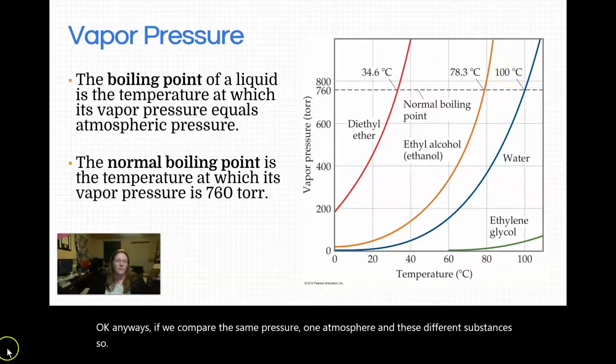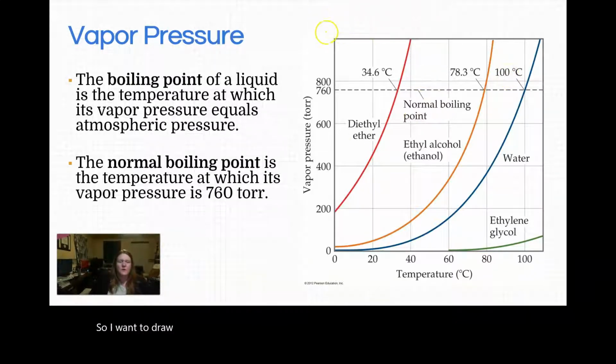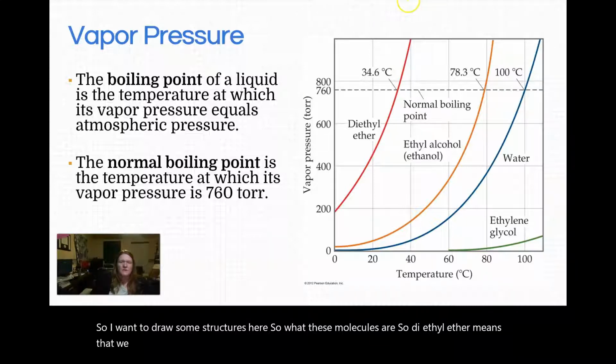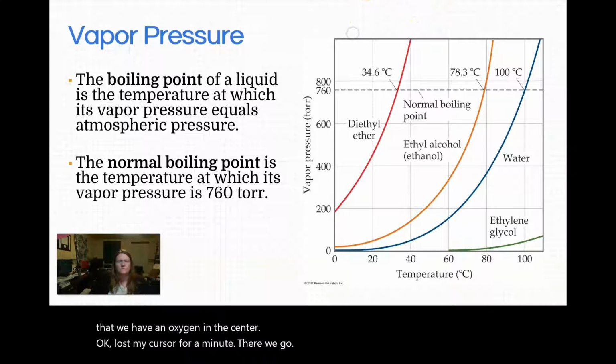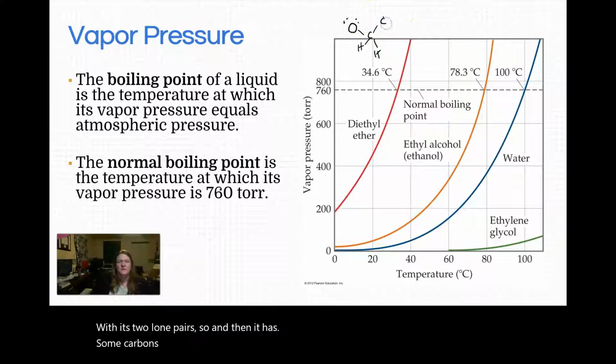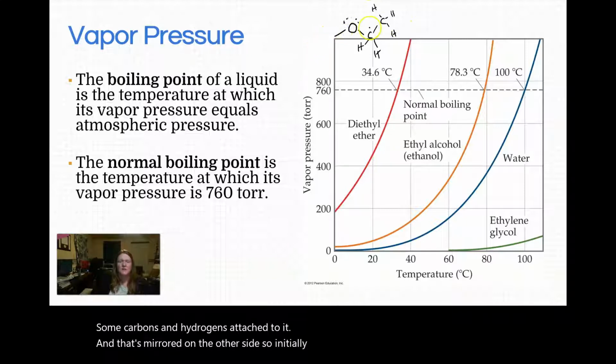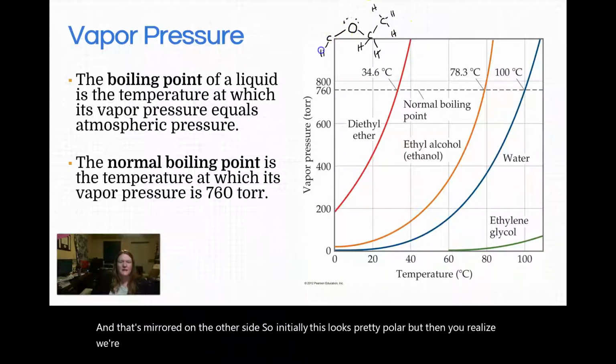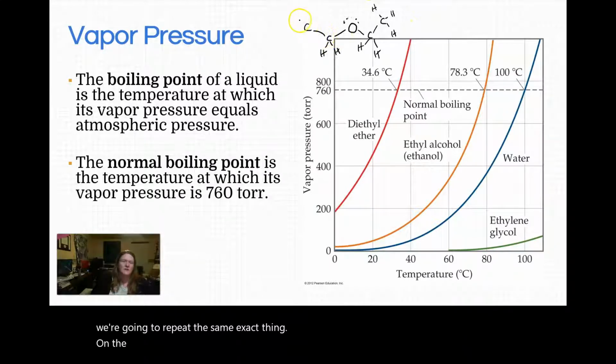So I'm going to draw some structures here so you know what these molecules are. So diethyl ether means that we have an oxygen in the center. Okay, lost my cursor for a minute. There we go. With its 2 lone pairs like so, and then it has some carbons and hydrogens attached to it. And that's mirrored on the other side. So initially this looks pretty polar, but then you realize, oh, we're gonna repeat the same exact thing on the opposite end. So really it's not all that polar. A little bit of a dipole, but not a lot.